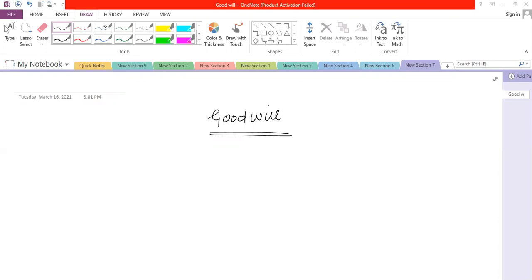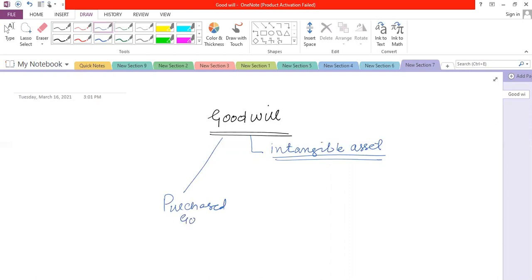So first of all, goodwill is an intangible item, and normally we say that goodwill is an intangible asset. Goodwill can be classified as purchase goodwill, or internally generated goodwill, or you can say self-created goodwill.